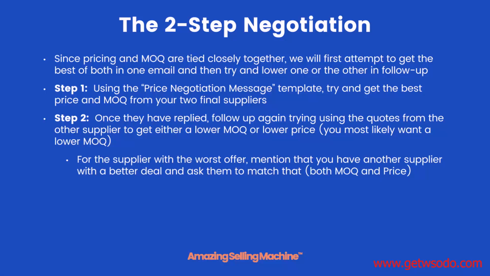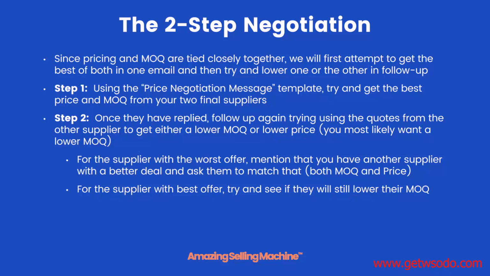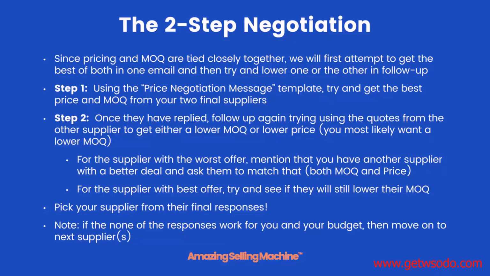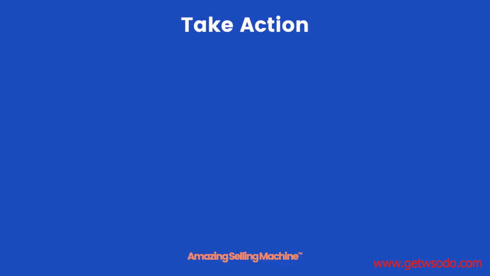For the supplier who gave you the worst offer, mention that you have another supplier with a much better deal and simply ask them to match that. And you can ask them to match both the MOQ and the price. It doesn't hurt to ask. And for the supplier with the best offer, you still want to follow back up and see if they'll lower the MOQ for you in order to give you a much lower initial investment. Once they reply back, you're ready to pick your final supplier. And keep in mind that if none of the responses work out for you, simply move on to the next set of suppliers.